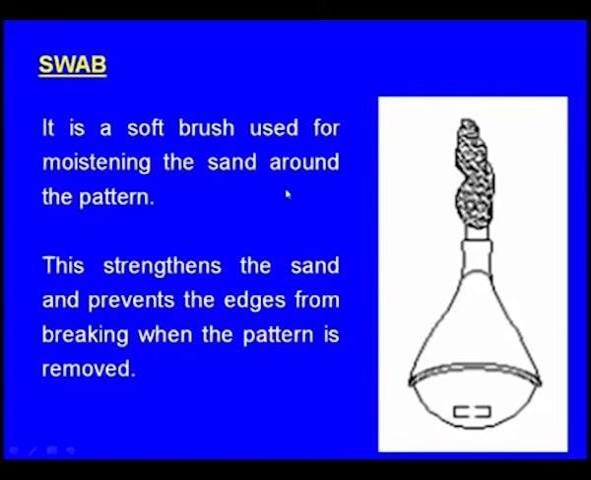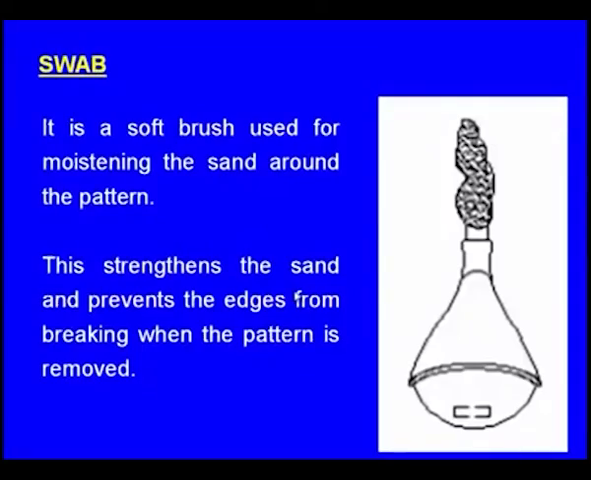Next one, swab. It is a soft brush used for moisturizing the sand around the pattern. This strengthens the sand and prevents the edges from breaking when the pattern is withdrawn or removed. So, when the pattern is withdrawn from the compacted sand medium, it is possible that the edges of the mold may break. To prevent that, we take this swab and moisten the sand around the pattern. Then if you withdraw the pattern, the edges will not break. That is the purpose of the swab.